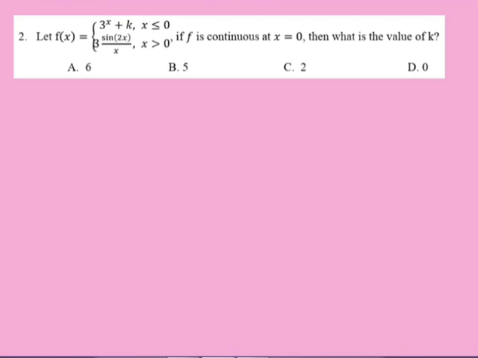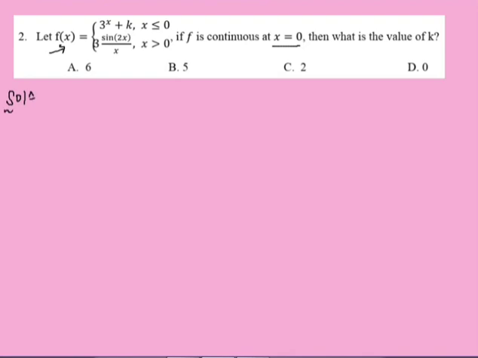The next problem is, this function is defined as 3 to the power of x plus k for x less than or equal to 0, or 3 times sine 2x over x for x greater than 0. So this function is continuous at 0, then what is the value of k? If this is continuous at 0, then what will be the value of k?